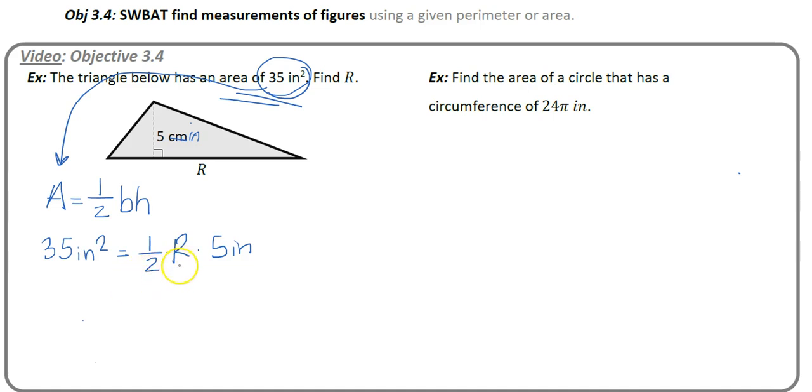So then you'll just use all your algebra know-how. I see the variable R is being multiplied by 1/2. So I want to undo that by multiplying both sides by 2. And then on the left side, looks like I'll have 70 inches squared. And on the right-hand side, 1/2 times 2 is 1. So I'll have R times 5 inches. So to isolate this variable R, I'm going to divide both sides by 5 inches.